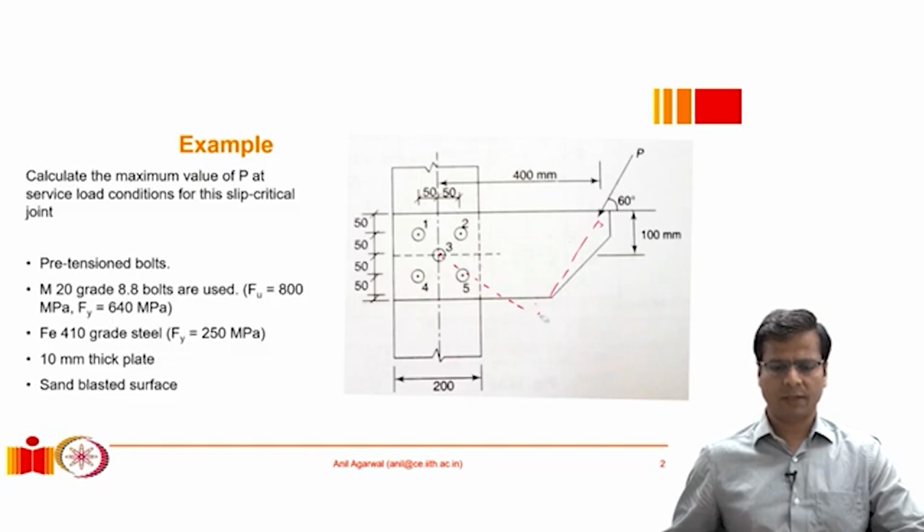We will go into the detailed example in a minute. In addition to this, there is also this information provided that these bolts are pre-tension bolts. What does it mean? It means that we need to design them as slip critical connections.